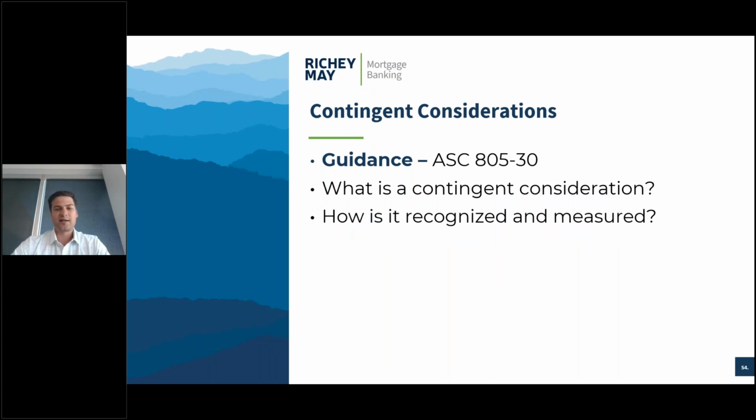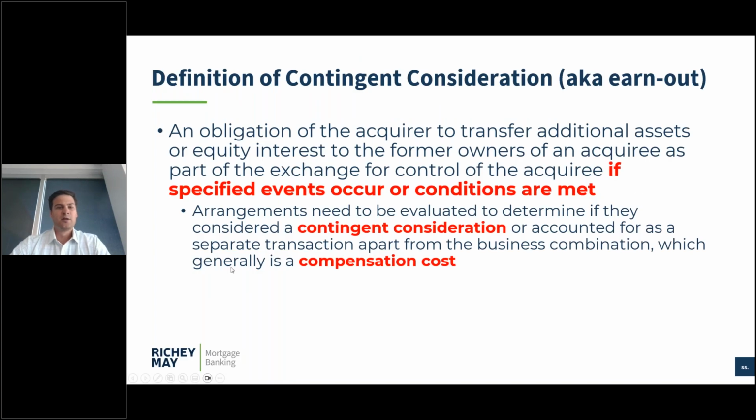And moving on to the last topic of the day, contingent considerations. The related guidance for this is ASC 805. What is a contingent consideration? Well, it represents an obligation of the acquirer to transfer additional assets or equity interest to the selling shareholders if future events occur or conditions are met. This consideration is recognized and measured at fair value as of the acquisition date.